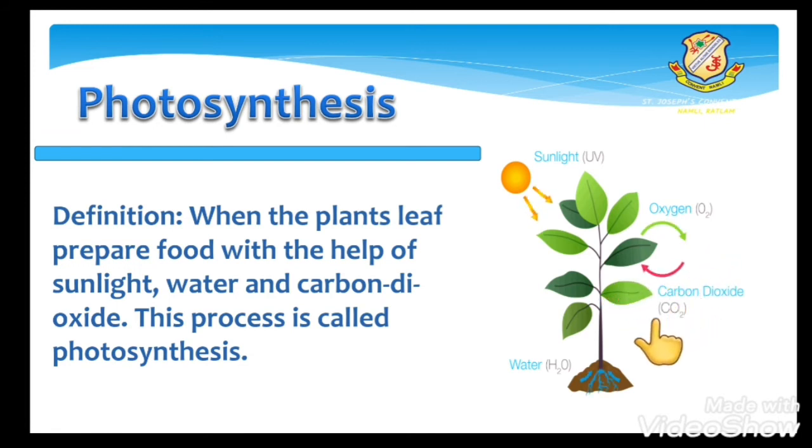The next thing is the water. Roots absorb water from the soil, and all these three combine: sunlight, carbon dioxide and water. All these three combine and form and prepare the food of the plant. The food of the plant is prepared in the form of glucose. This is the main point, that the food of the plant is prepared in the form of glucose.